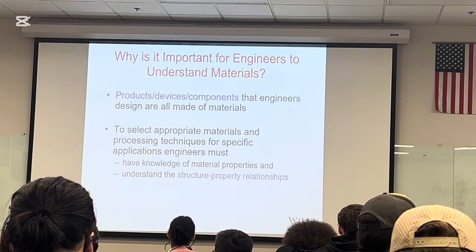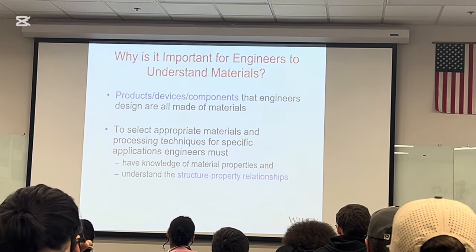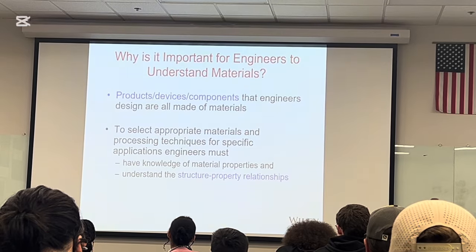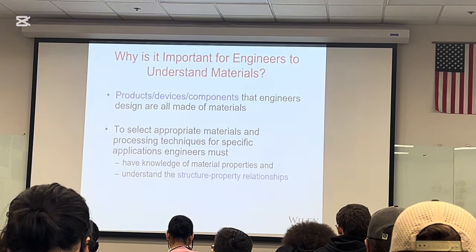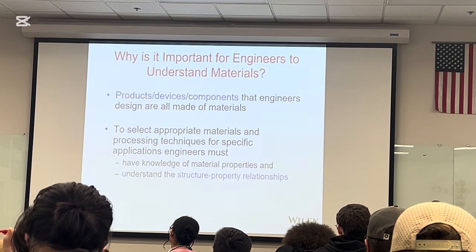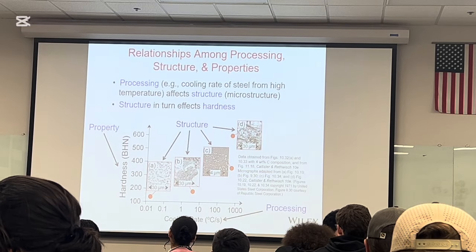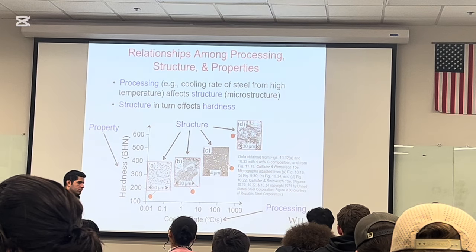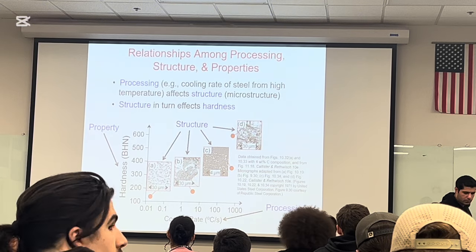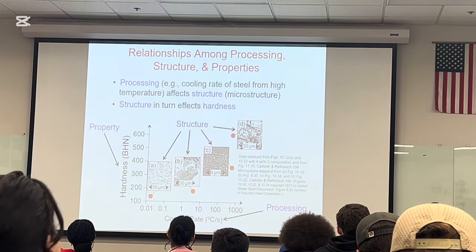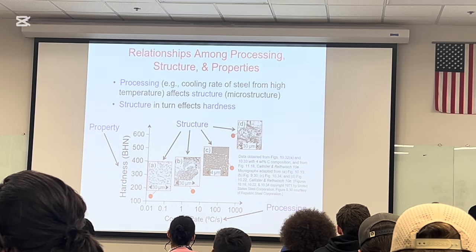I guess to go a little further into that, I'm sure you've already seen this slide. The importance of it again is the products, devices, and components. Depending on what you're trying to apply this thing you're building to, you have to pick the right materials, otherwise it's not going to work. And it relates to structure-property relationships. For example, with processing, when you're cooling steel, the microstructure changes, and that structure in turn affects hardness. Do you know what hardness is?